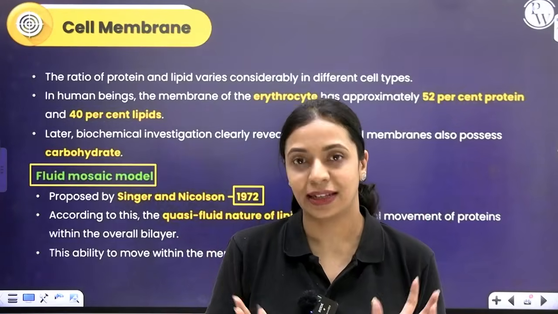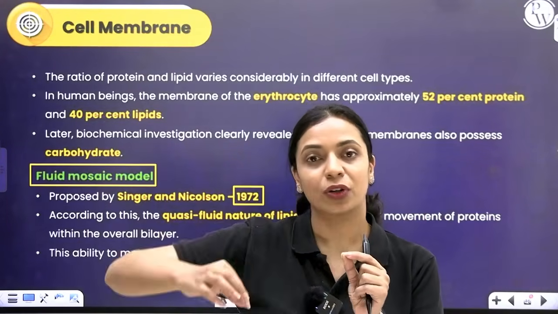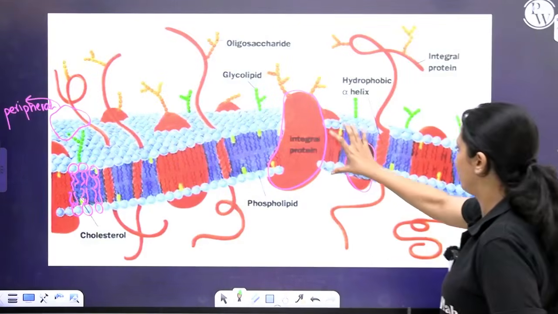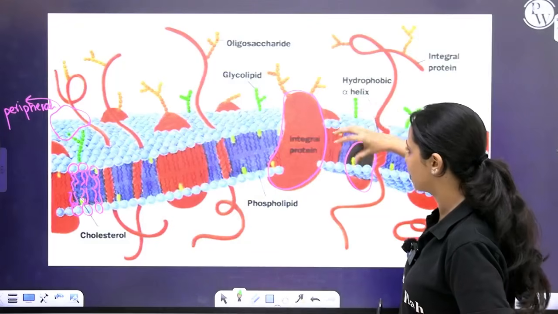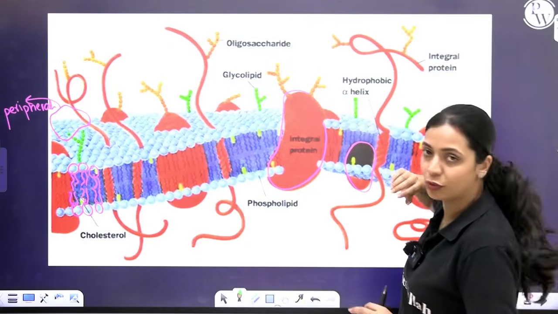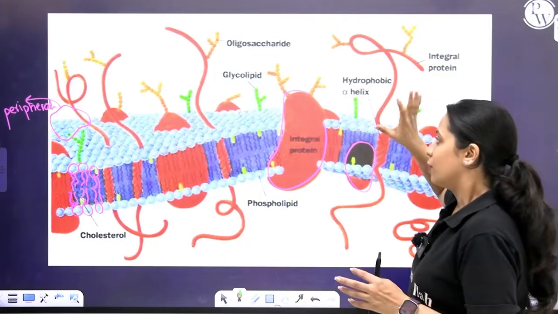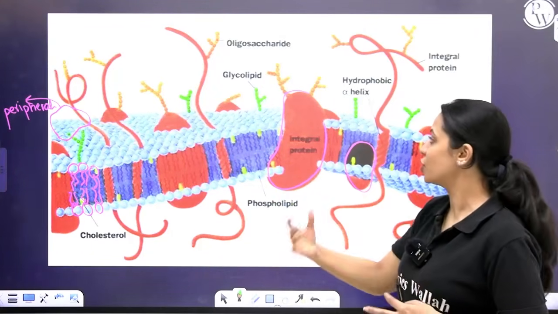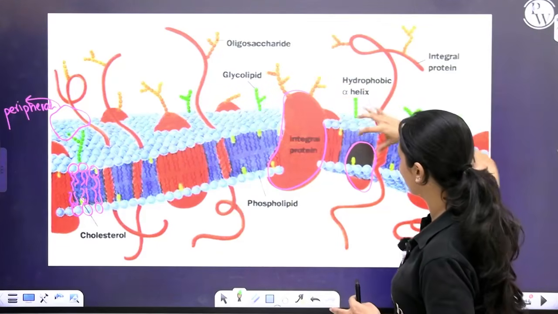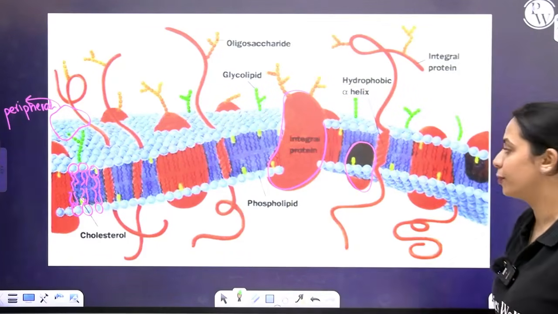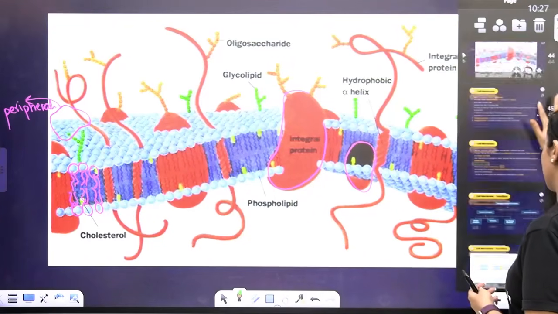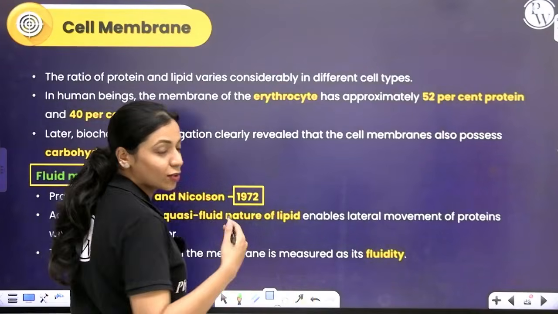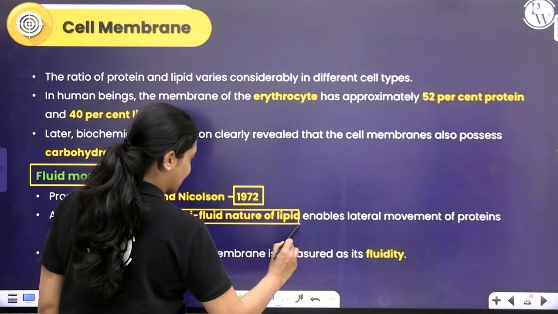Because of this fluid-like nature of the plasma membrane, it is possible for these proteins to move sideways. Imagine if the plasma membrane phospholipids were solid, very rigid structures, the proteins would not be able to move within them. Now, we say that the plasma membrane is quasi-fluid, semi-fluid, which allows the movement of these proteins sideways within the membrane. That is called the fluid mosaic model. It is quasi-fluid because of the presence of the lipids basically.